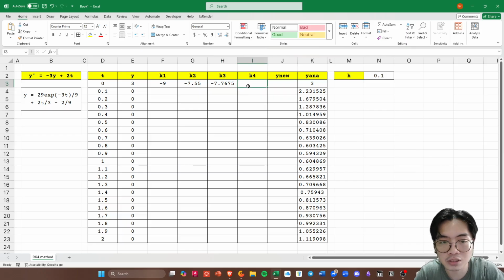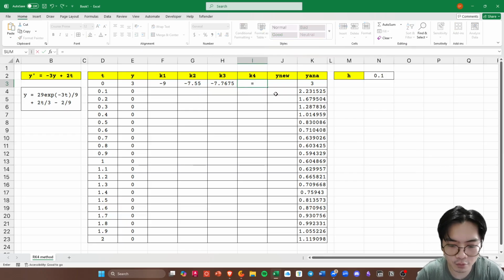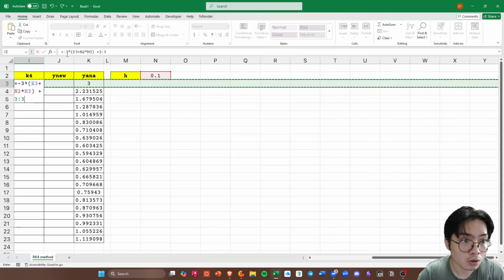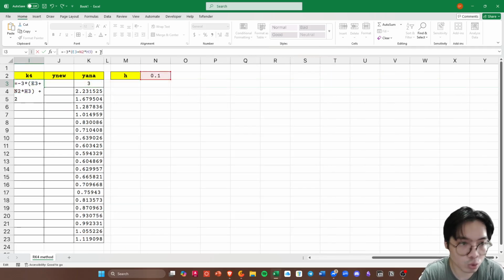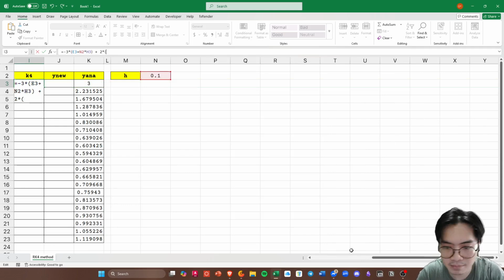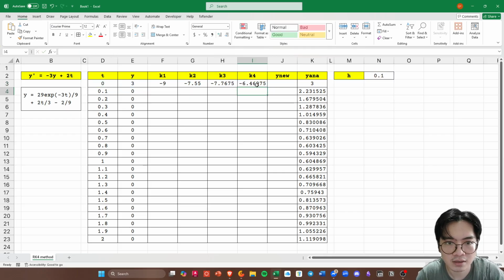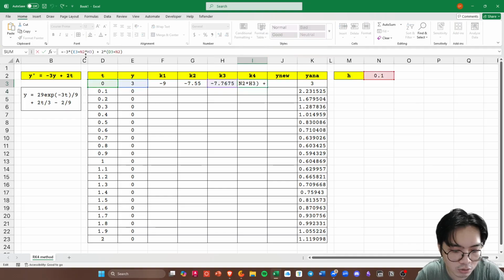Okay, good so far. Our K4 finally will be negative 3 times Y plus H, times K3, which is H3, right? And then plus 2 times time, where's our time? Time plus full step now. Okay, still looking good so far.